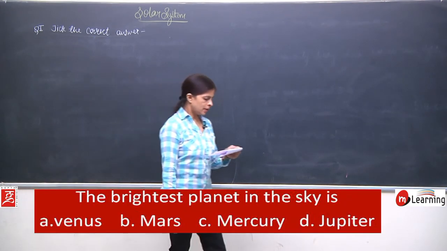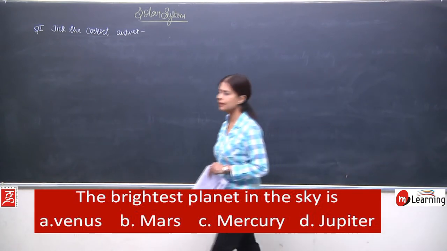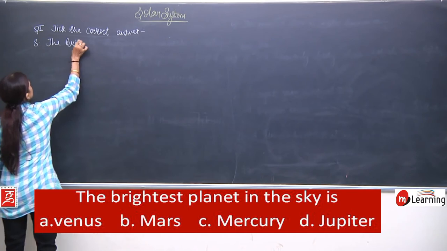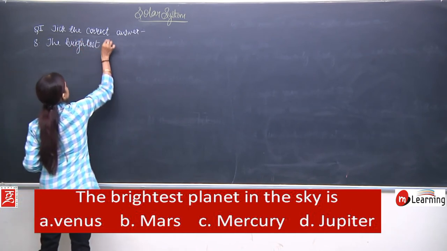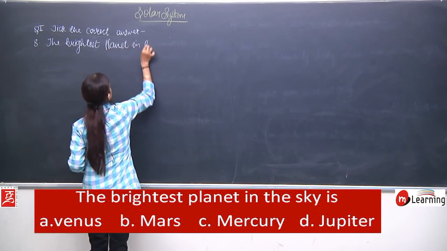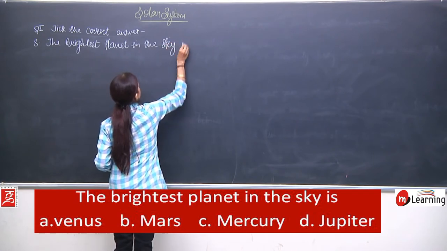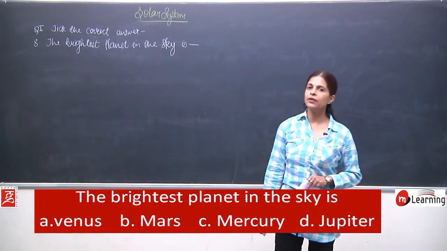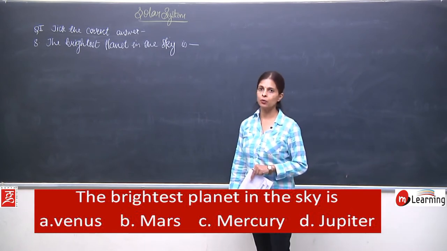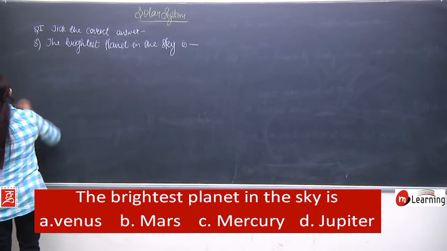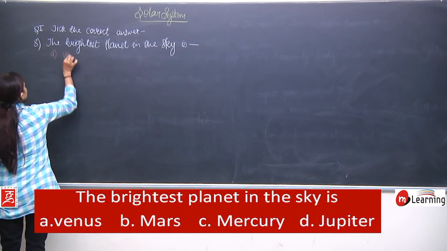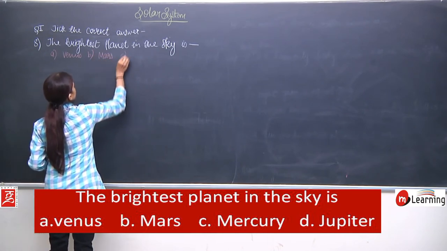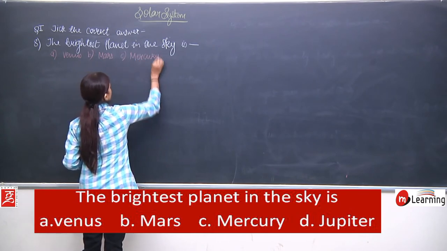Now we'll talk about the eighth one. Eight is the brightest planet in the sky is. So we know the brightest planet in the sky. Just now we have discussed the evening and the morning star, and both are the same, and that is Venus. So the options, we'll just try to find out the options which are given over here, and the options given are Venus and Mars, Mercury and Jupiter.